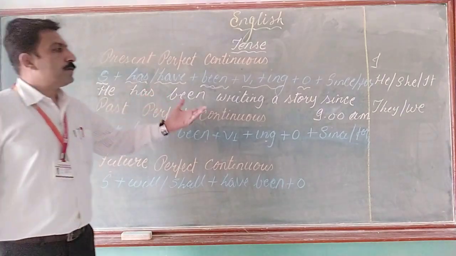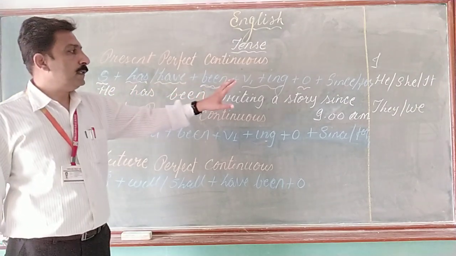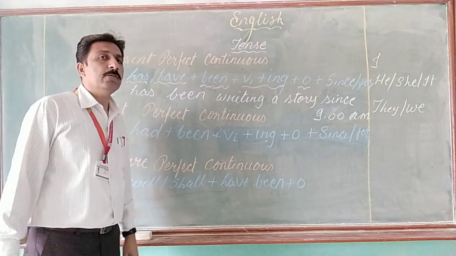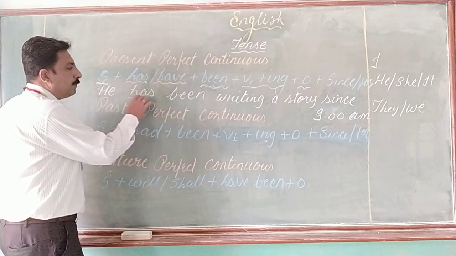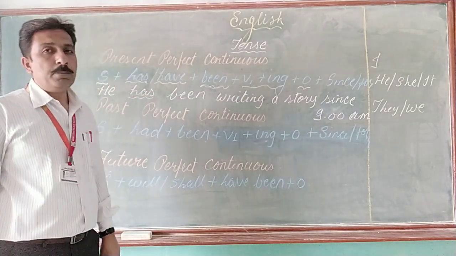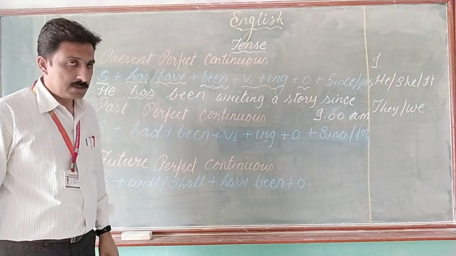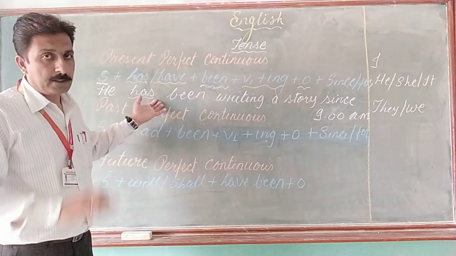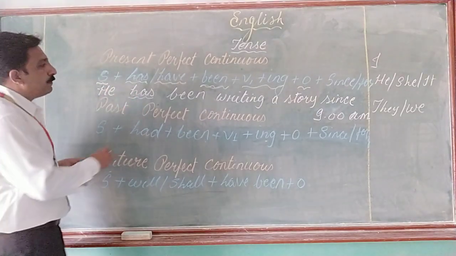Now the question comes for negative. He has been writing a story since 9 a.m. Now what is the helping verb in this sentence? Yes, the helping verb is has. And we know very well where we put not, the negative word. Yes, that is after the helping verb. Remember this always. So, he has not been writing.